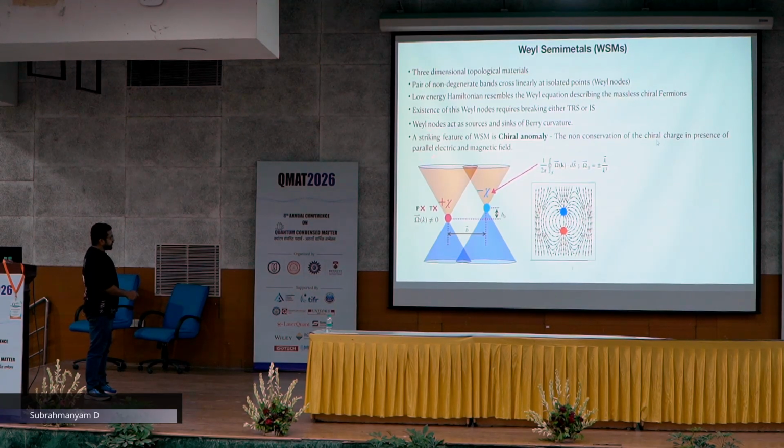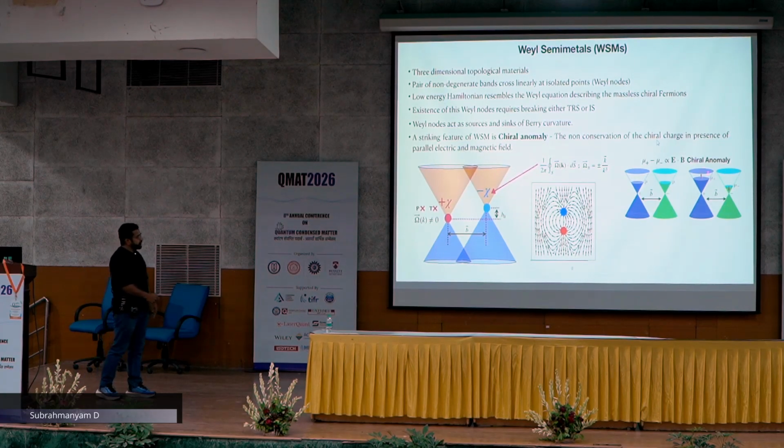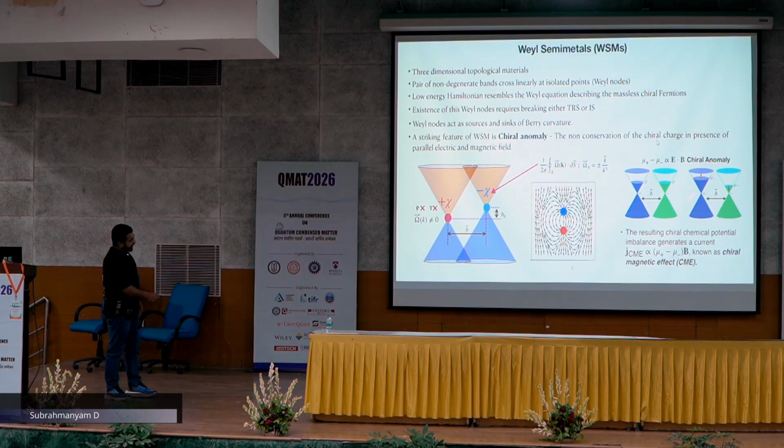One of the striking features of Weyl semimetal is chiral anomaly, which is the non-conservation of chiral charge in presence of parallel electric and magnetic field, which is manifested in Weyl semimetal as charge pumping between the Weyl nodes of opposite chirality, or there is a chemical potential imbalance created which is proportional to parallel electric and magnetic field. This is chiral anomaly in Weyl semimetal. The resulting chiral chemical potential imbalance generates a current along the magnetic field, which is known as chiral magnetic effect.